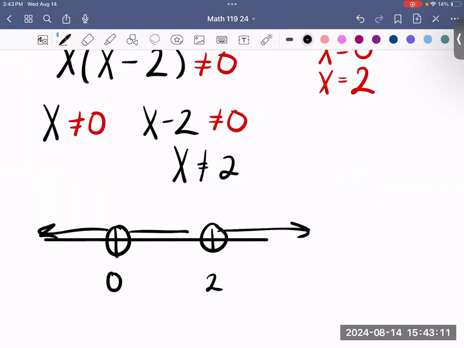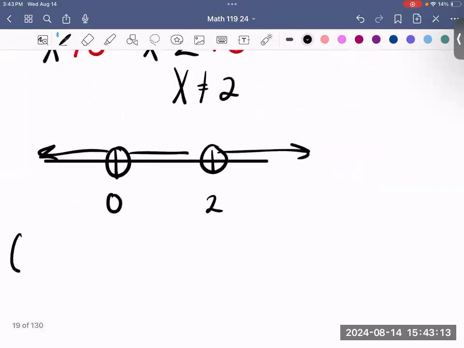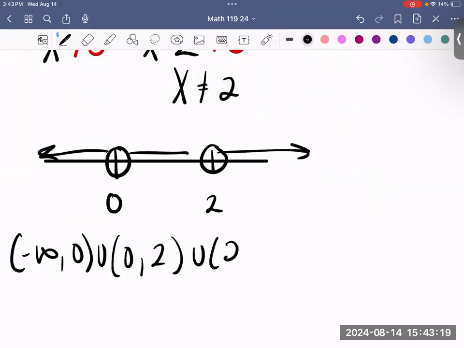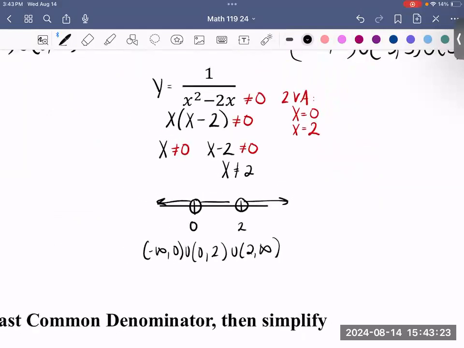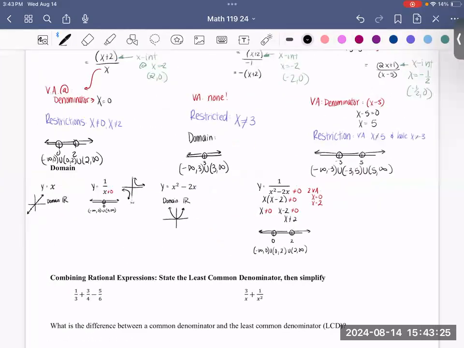All right, try that domain. And how did you do on that domain? So to sum up, if you do have any sort of denominator, you're going to have a restriction no matter what. Whether that causes a hole or a vertical asymptote, it still matters.